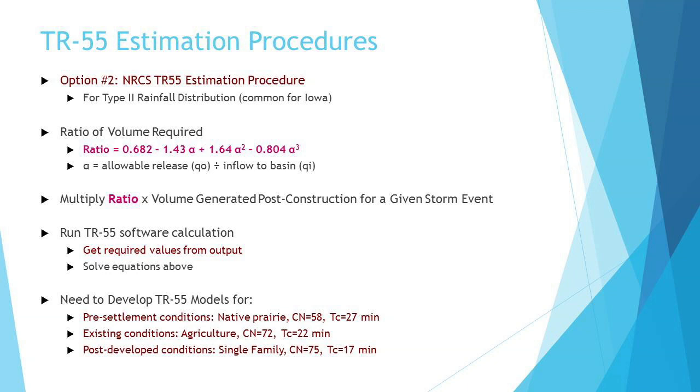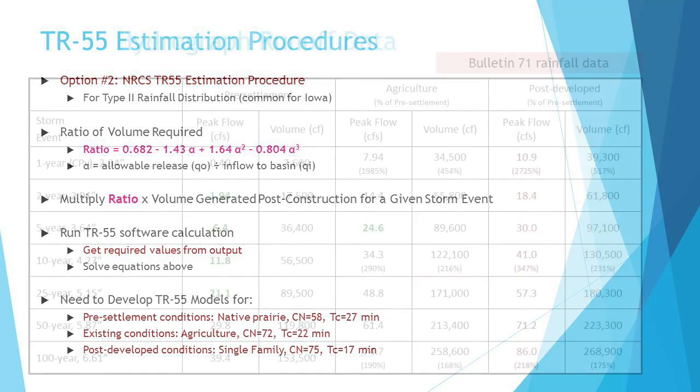to solve the equations above. So again, we're looking at the same site, pre-settlement conditions, native prairie, a curve number 58, and a time of concentration of 27. And then we're going to look at agriculture and run a model for that, and the single family and run a model for that. And the nice thing about software now with TR55 is you build one model, and it's as easy as changing the curve number and the time of concentration and running a save as and running another model. So it's not real time intensive to do three different models here.